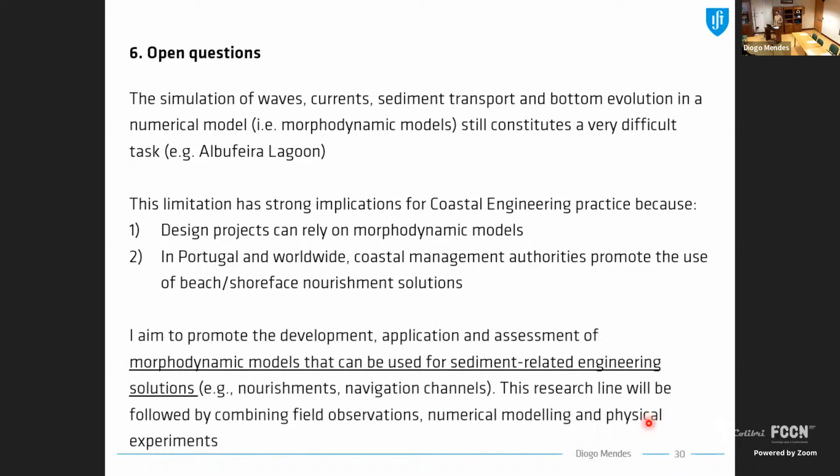So the idea is I aim to promote the development, application, and assessment of morphodynamic models that can be used to simulate sediment-related engineering solutions. For example, nourishment, but also navigation channels. And this research line will be followed by combining field observations, numerical modeling, and physical experiments.